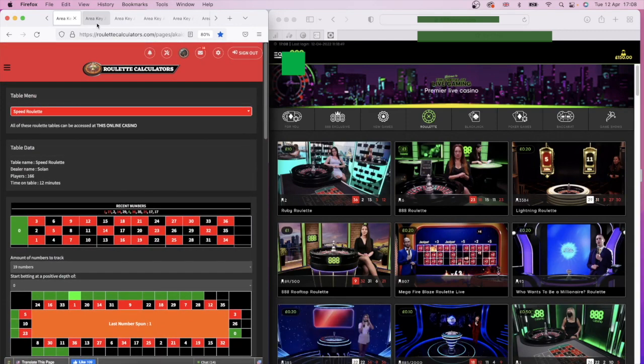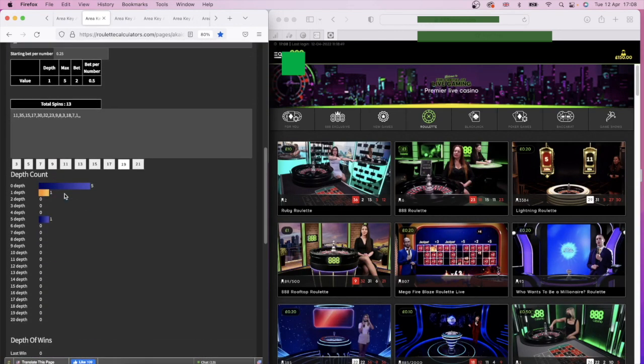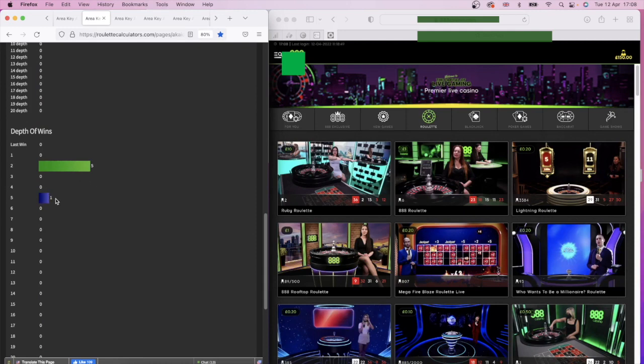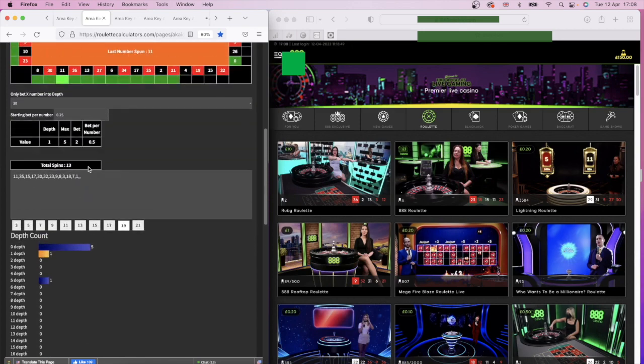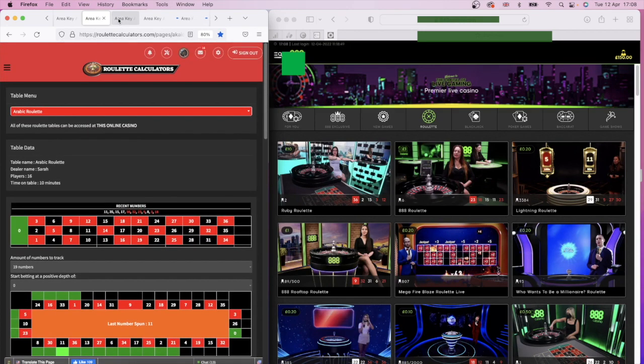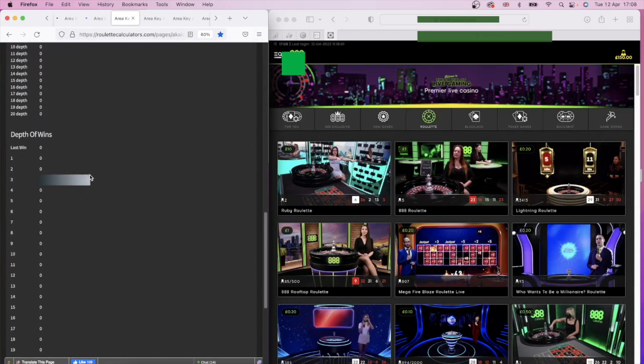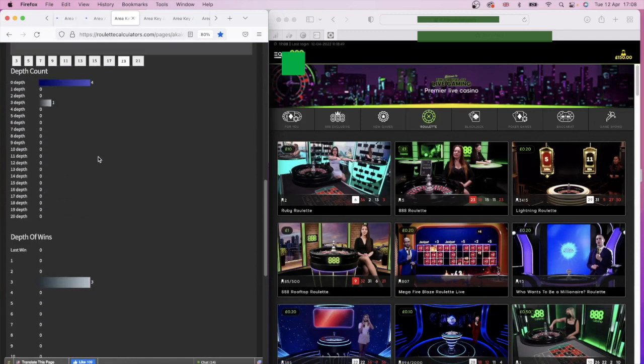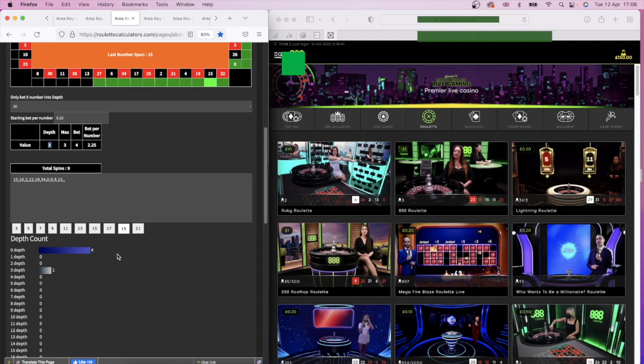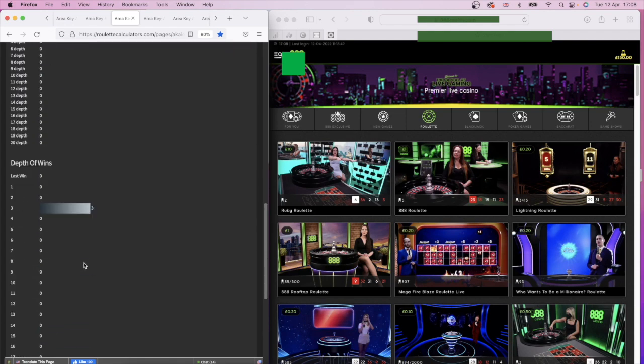Let's have a look through. We've got 20 tables that we're tracking, so have a look on Arabic. Bit of a random one. We've got loads of zeros and just one block of 5 there, and it's currently on a depth of 1. So let's stay away from that one. Roulette and Vivo. A depth of 2, then 0, 0, 0, currently on a depth of 3. So again, a bit of a mixed bag.